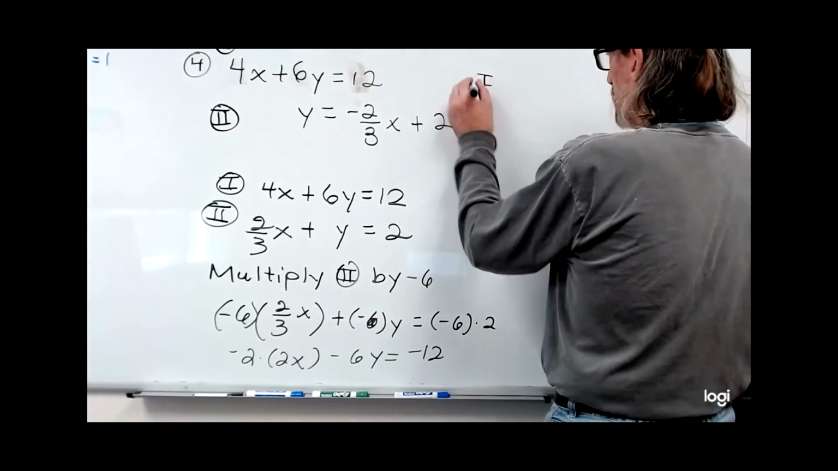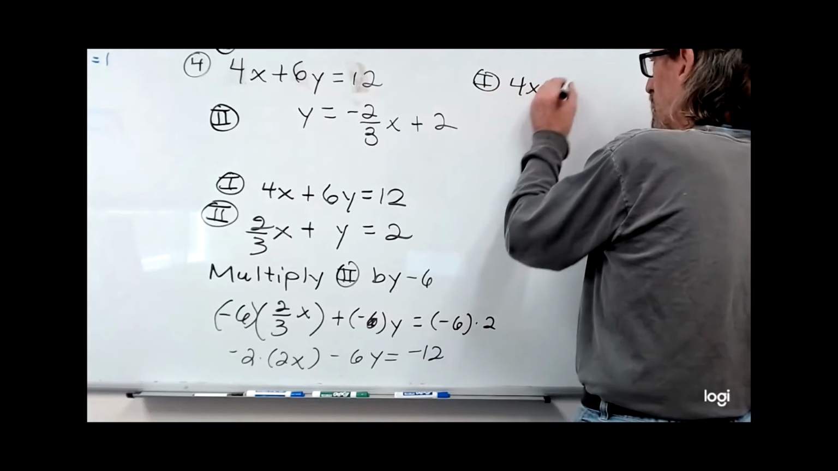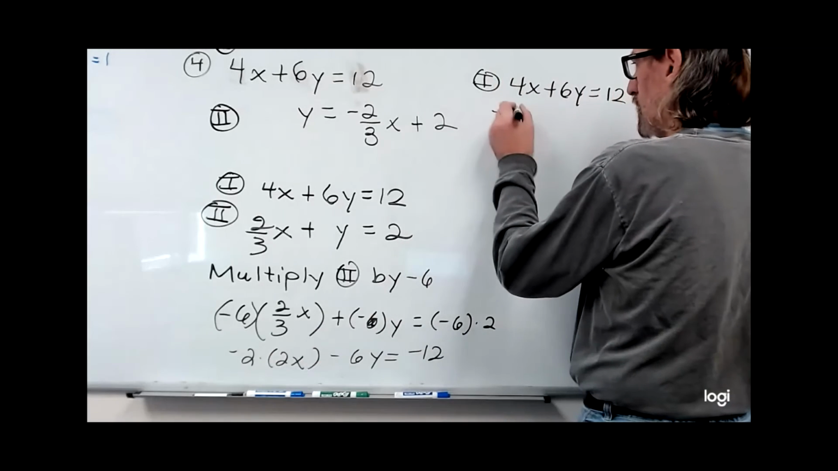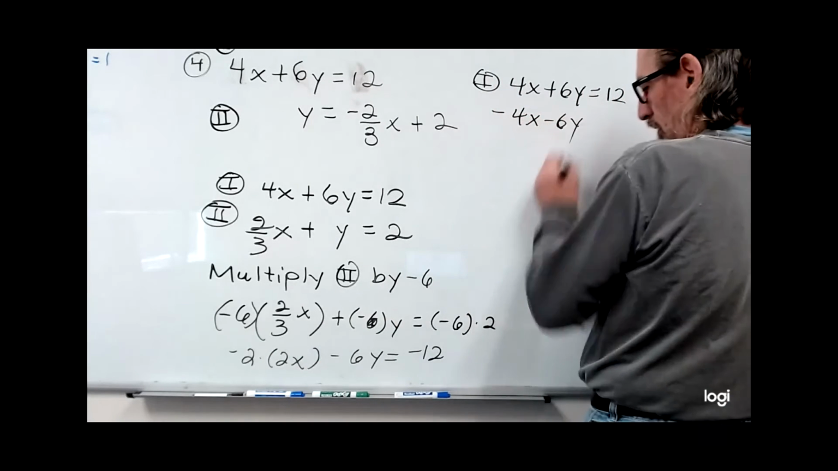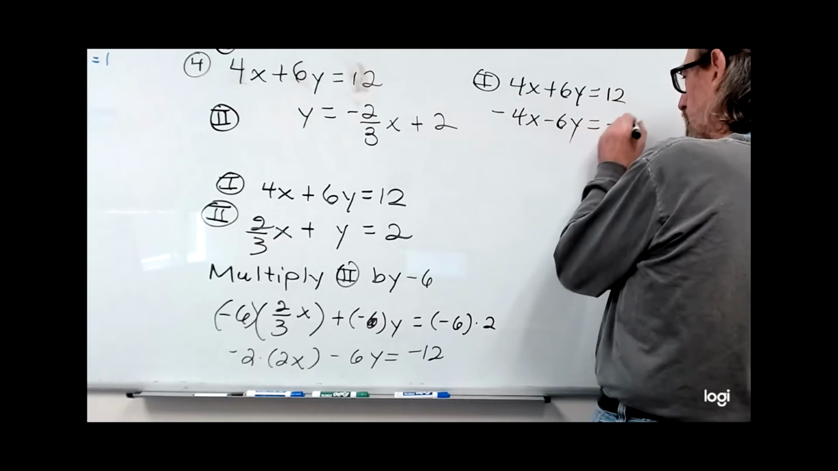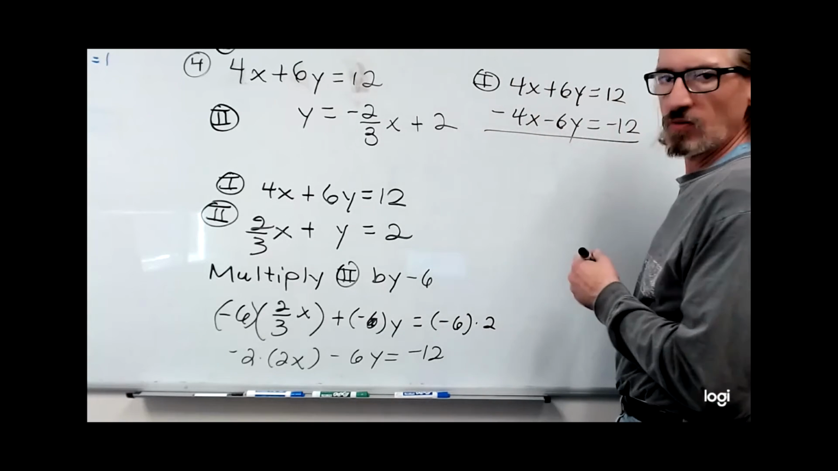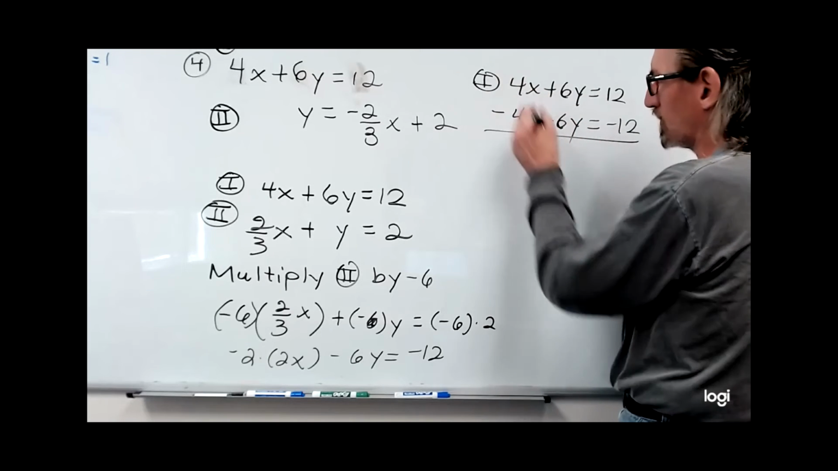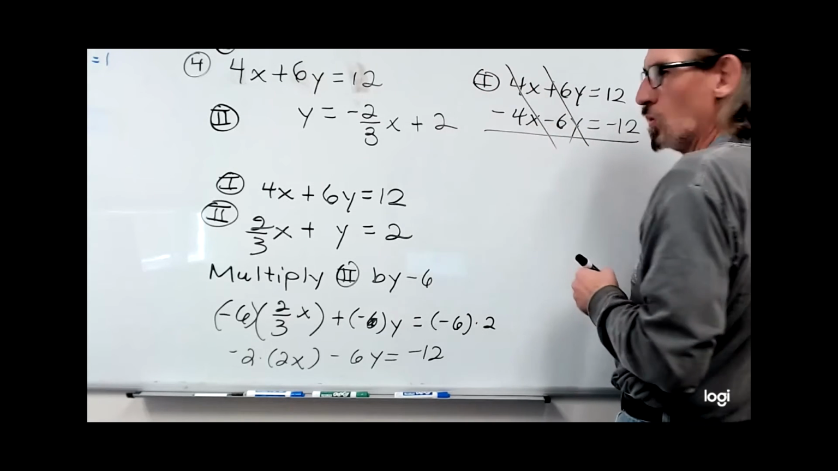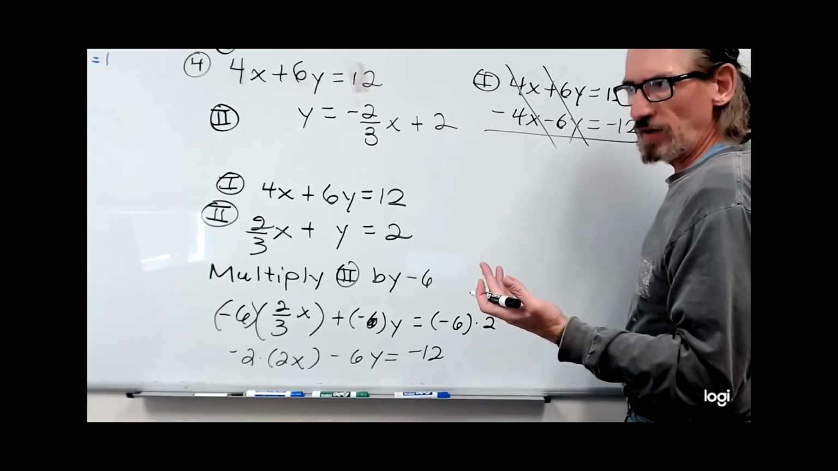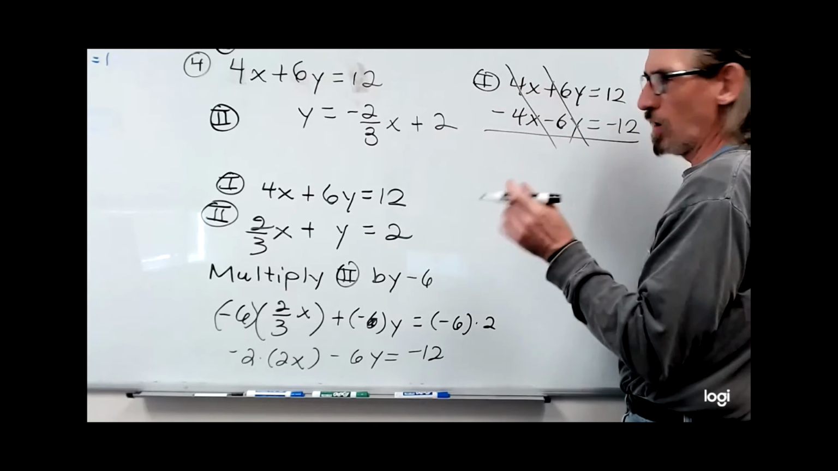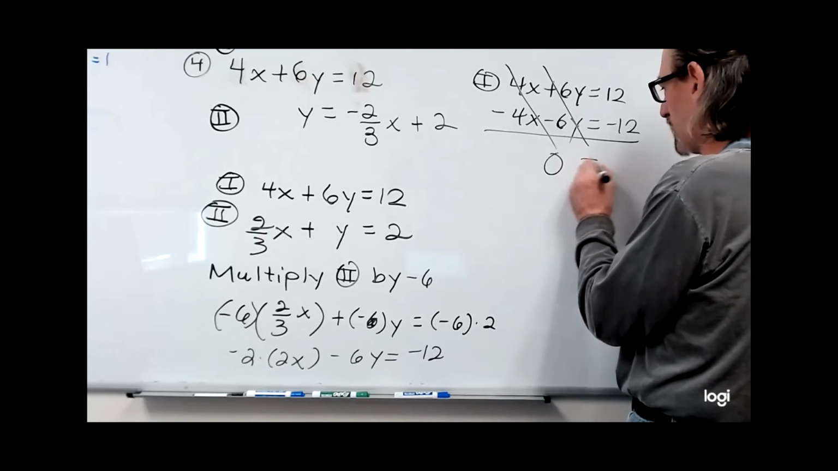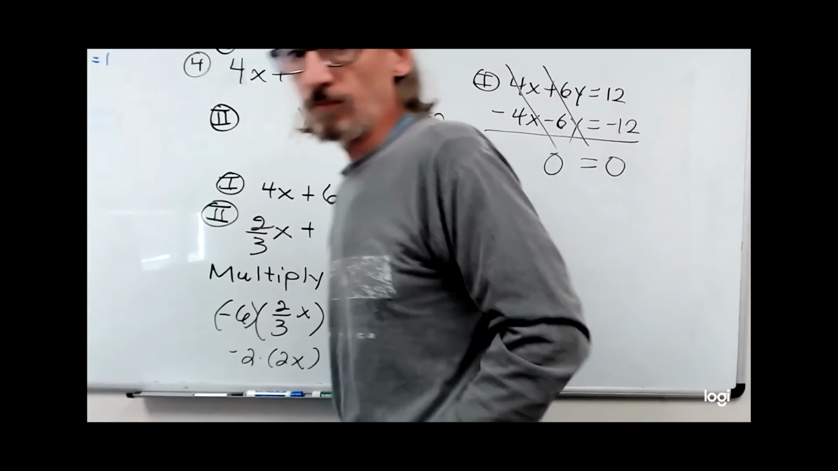So now we have equation 1. We haven't done anything to change that. I'm getting -4x minus 6y equals -12. In that case, not only do the y's cancel, but the x's cancel also. What are we left with on the left-hand side then? We're left with 0. On the right-hand side, 12 minus 12 is also 0. And that's a true statement.